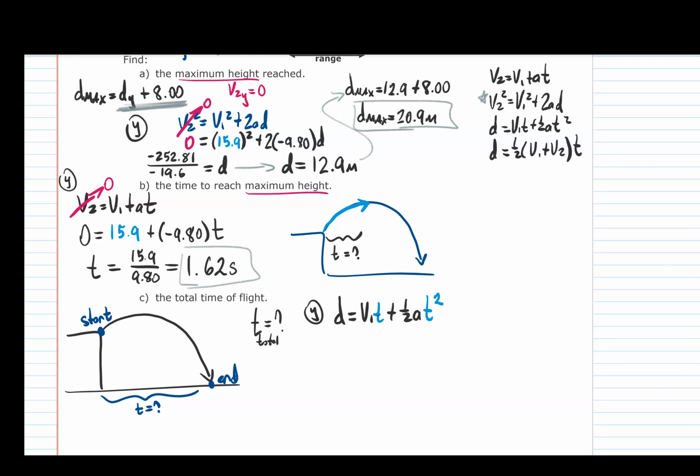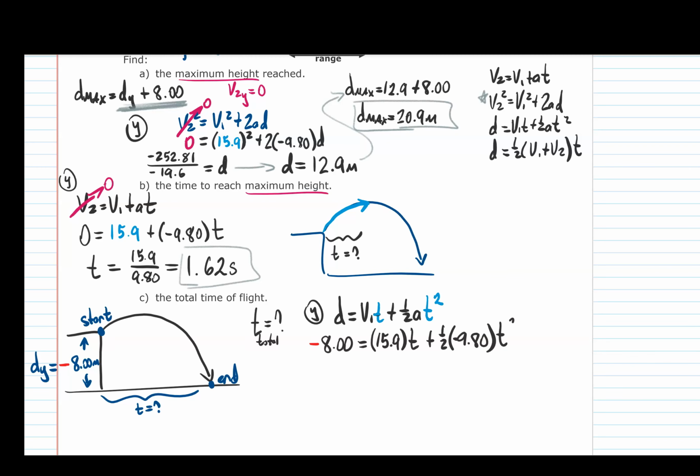So let's put our numbers in and then we'll use the quadratic formula to solve for t. What do I know? I know that displacement was 8 from start to finish. It was 8 meters. But because this is displacement, from start to finish, he's going down. And if he's going down, it's a negative. So what I'm trying to say here is displacement from start to finish is negative 8. V1 in the y direction is still 15.9. t, I'm looking for, 1/2. a in the y direction is negative 9.80.